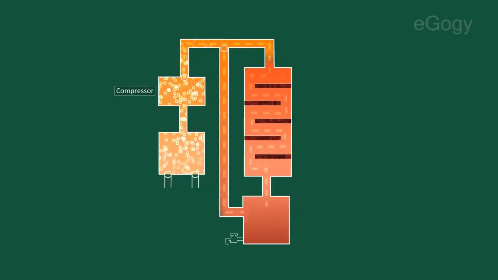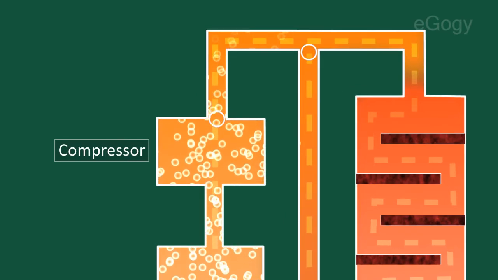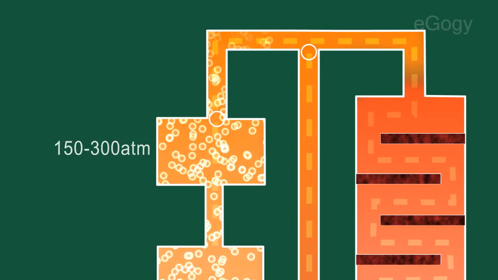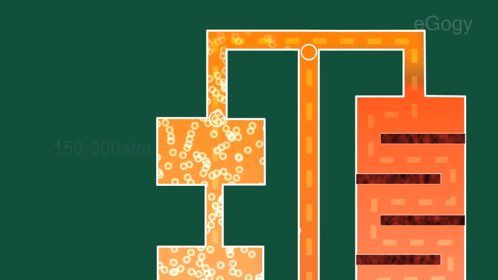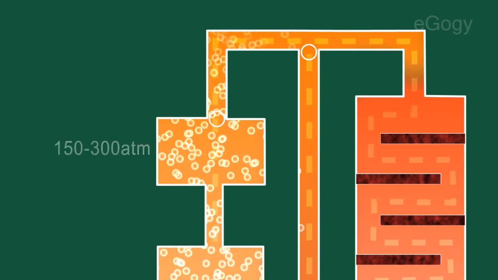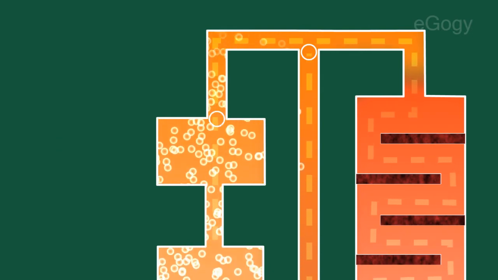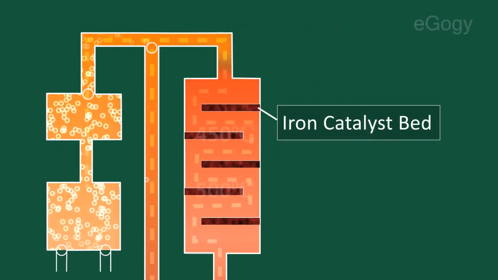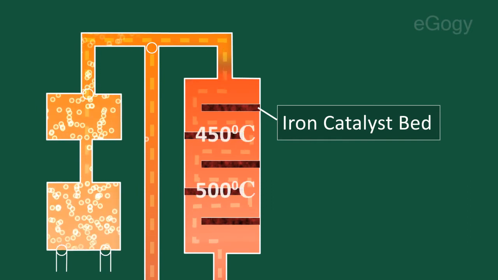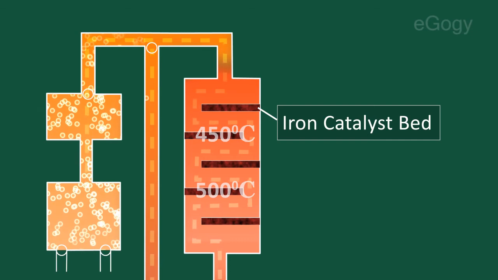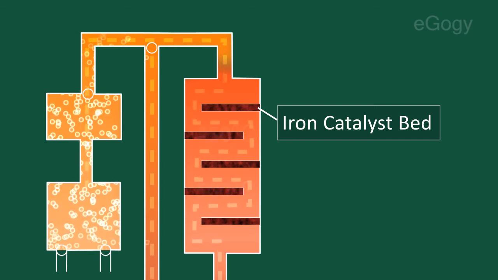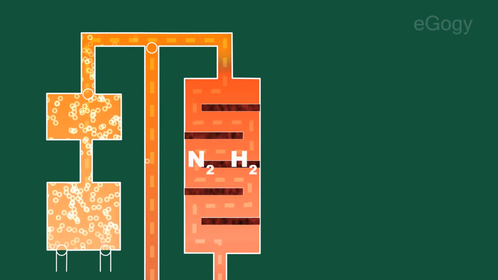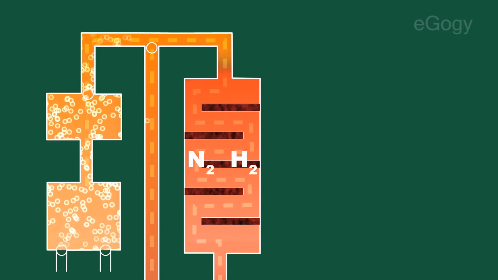The mixture of nitrogen and hydrogen going into the reactor is in the ratio of 1:3. The gases are pressurized to about 150 to 300 atm inside the compressor. The pressurized gas is pumped into a tank containing beds of iron catalyst. 450 to 500 degrees Celsius is a compromise temperature, producing a reasonably high proportion of ammonia. In these conditions, hydrogen and nitrogen will react to form ammonia.